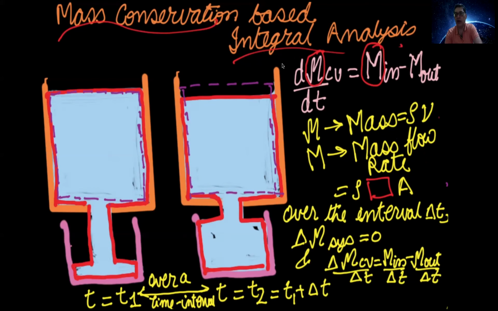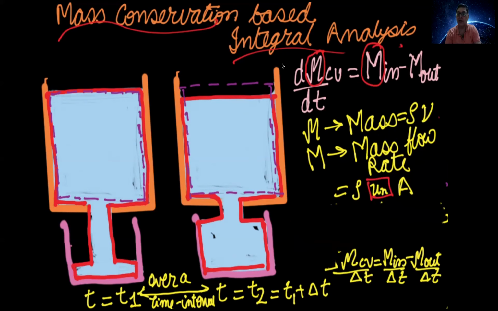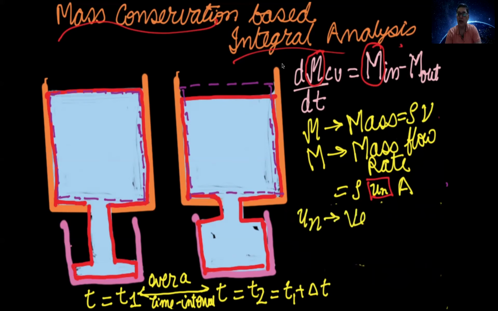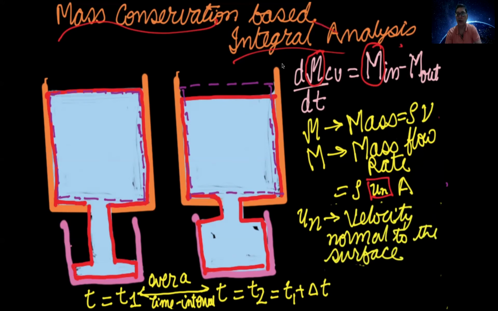So when you have u dot n, where n is the unit vector normal to the surface, the outward normal to the surface, u dot n gives you the normal velocity. So this u_n is the velocity normal to the surface of the control volume.